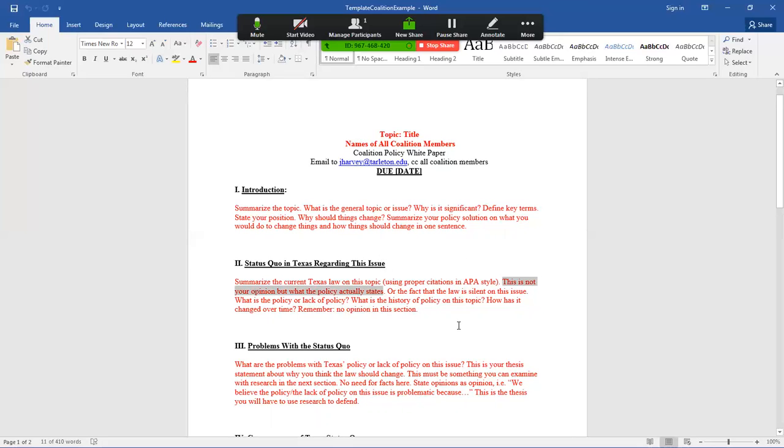So I don't want to hear, the ability to opt out of vaccinations is a health threat to our society. That is an opinion. What is the policy? The policy is you can opt out of vaccinations in these circumstances. I need to know the facts. This is a positive statement, not a normative one.